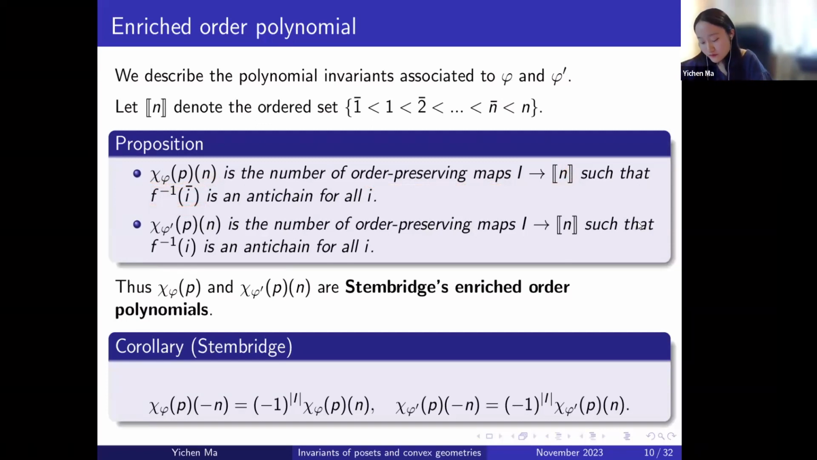And we have another counting for phi bar. This invariant counts the number of order preserving maps such that the preimage of the unsigned value i is an anti-chain for all i. So indeed, Stembridge discussed these countings in his paper in 1997, and these are indeed the Stembridge enriched order polynomials. And he also gave an argument for the reciprocity result for those polynomials, and we can retrieve this result by the fact that phi and phi prime are both odd characters.